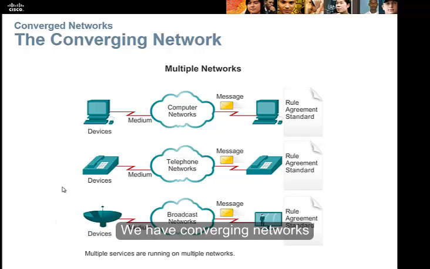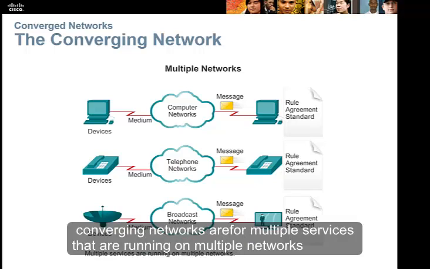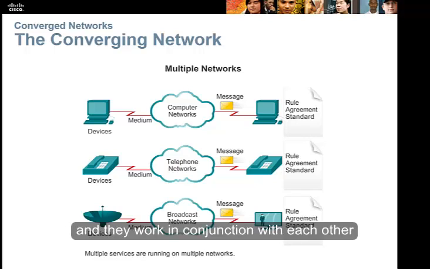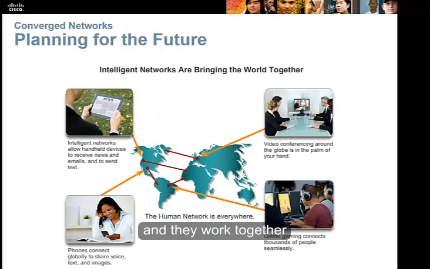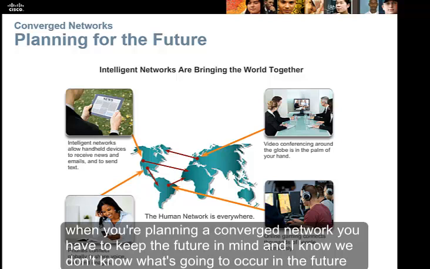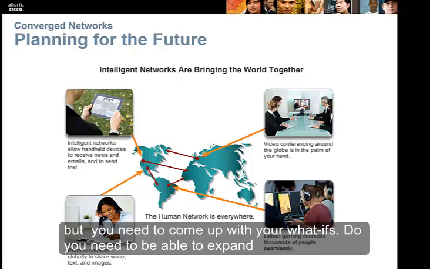We have converging networks. Converging networks are where multiple services are running on multiple networks and they work in conjunction with each other. They talk to each other and they work together. When you're planning a converged network, you have to keep the future in mind. And I know we don't know what's going to occur in the future, but you need to come up with your what-ifs. Do you need to be able to expand?